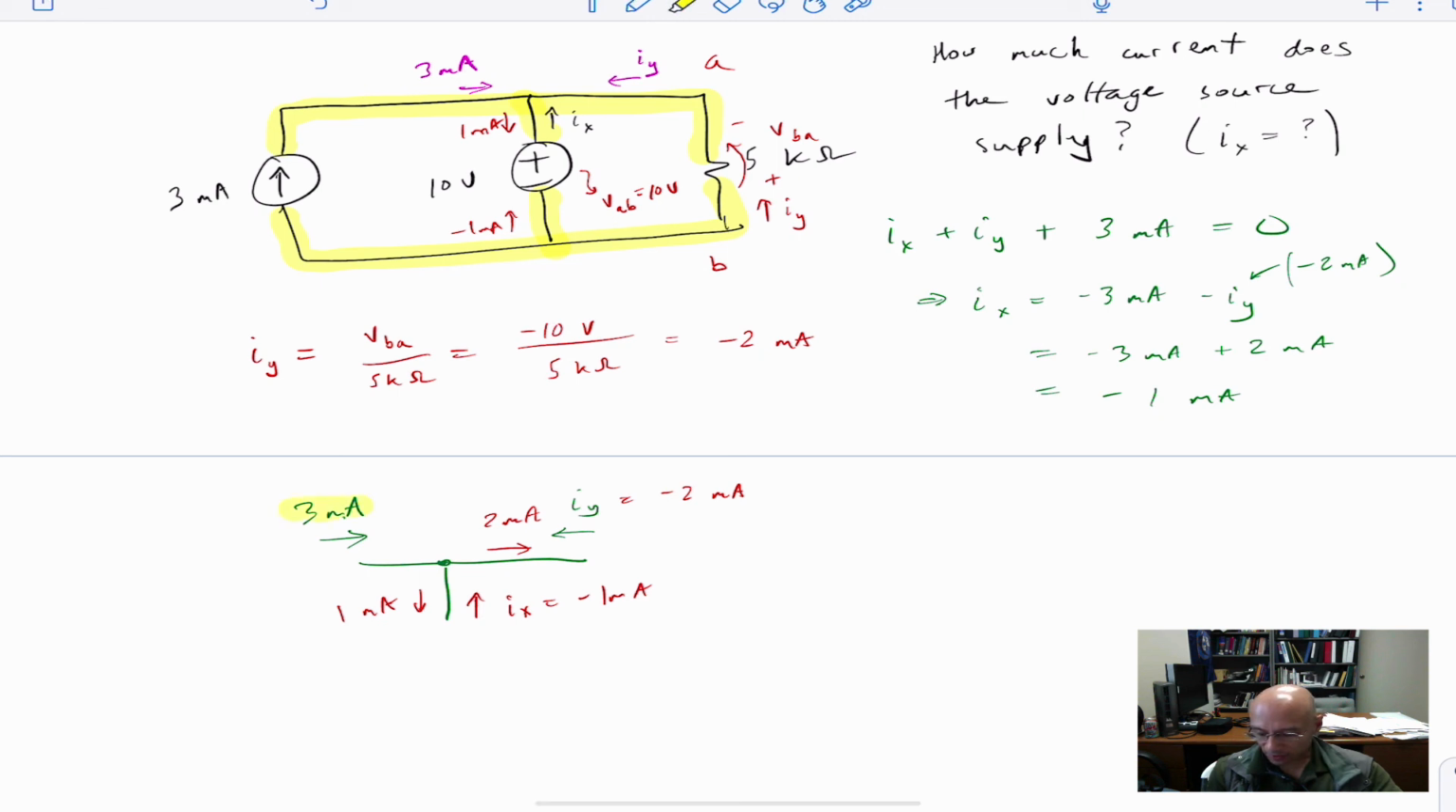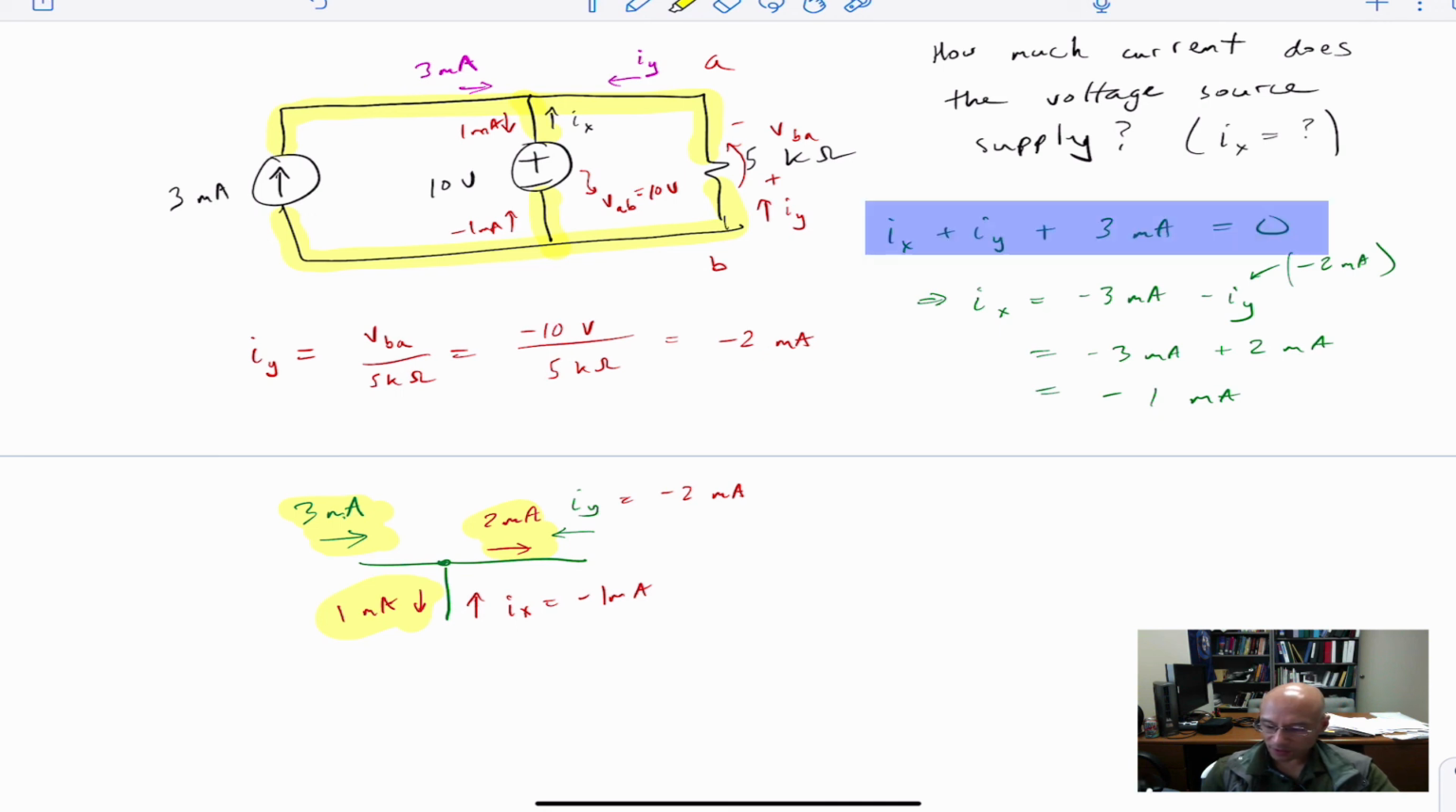Because you see we have 3 milliamps entering the node in this direction. We have 2 milliamps leaving. Well, where did the other milliamp go if we're going to conserve charge? Well, here it is. It's 1 milliamp leaving in that direction. So this could be written in the form of A, B, or C as above. There is a simple example of how Kirchhoff's current law can help us discover unknown currents.